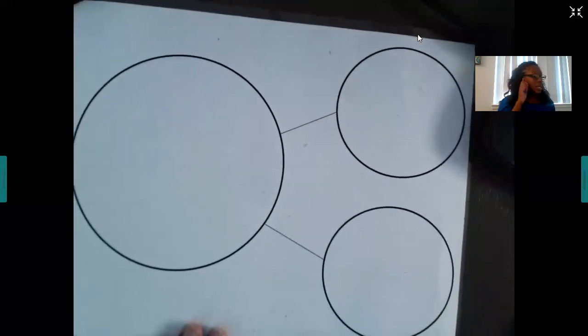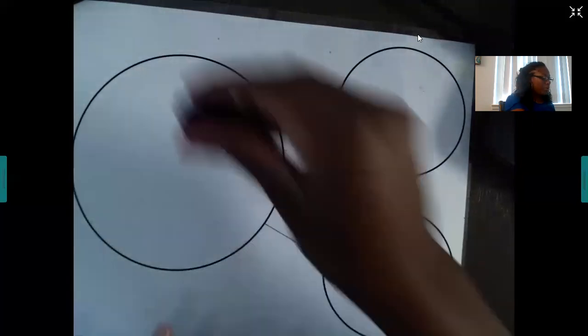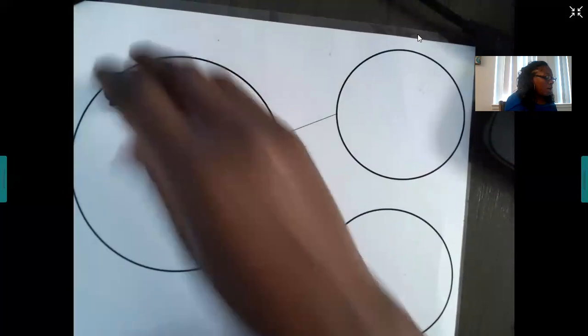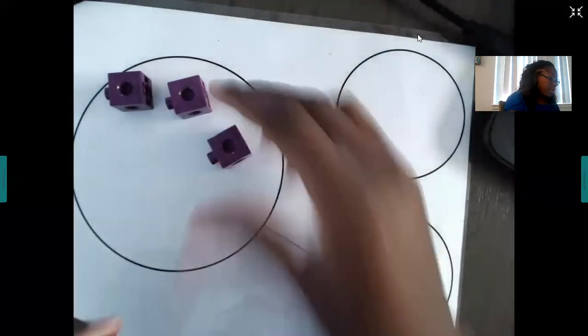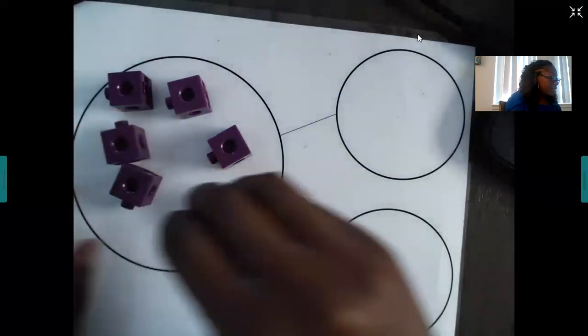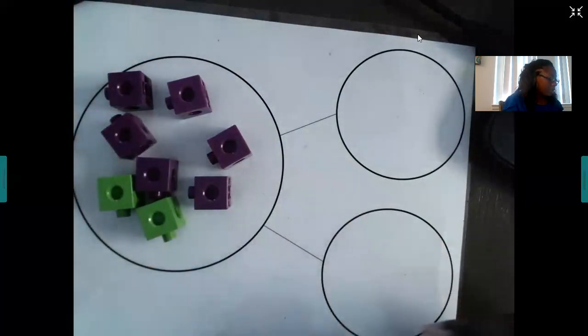I would like to show you one more example before we move on, if you like to see the parts and the numbers. Here, Ms. Bowen will put our whole, which is 9, and I'll put 9 cubes here. 1, 2, 3, 4, 5, 6, 7, 8, 9.